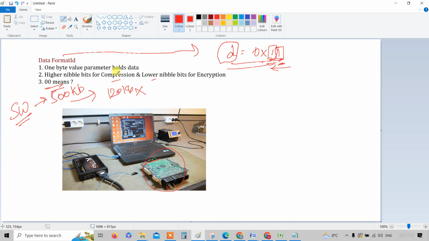All right, so this is the exact meaning and usage of the data format identifier. Don't mess it up, it's very easy and simple. Data format identifier is a parameter that holds data of 1 byte. The higher nibble is for compression, the lower nibble is for encryption. If it is 00, then it's no compression and no encryption. If it is 11, it will be both. And what are the combinations you can get with this? If someone asks you to write a test case, how many test cases can you write? You can leave your answer as a comment.